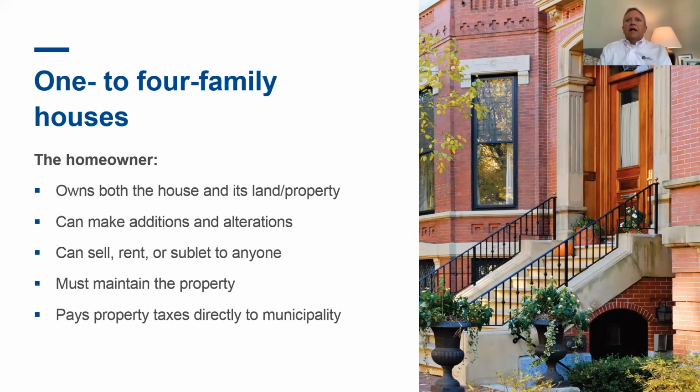Now, you can see on this slide that we have noted 1 to 4 family houses. The single family residence is very straightforward. It's just a house, a single family house. But the credit union also offers mortgage loans on 2 to 4 family properties. You can see in the picture here on this slide what looks to me like a 2 or maybe 3 family home in Brooklyn where I used to live.